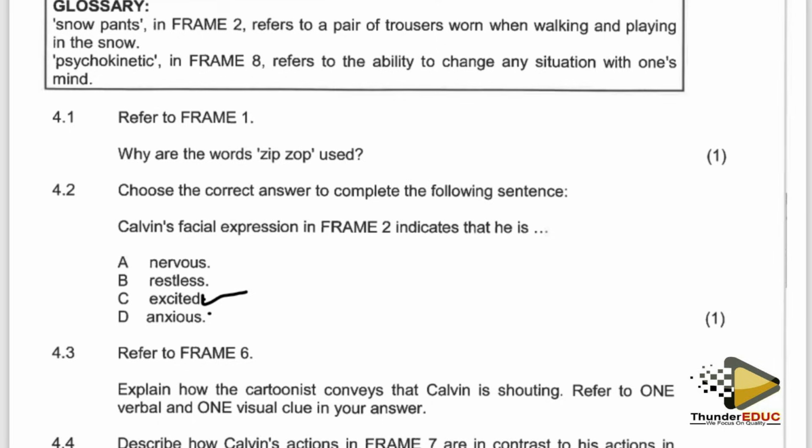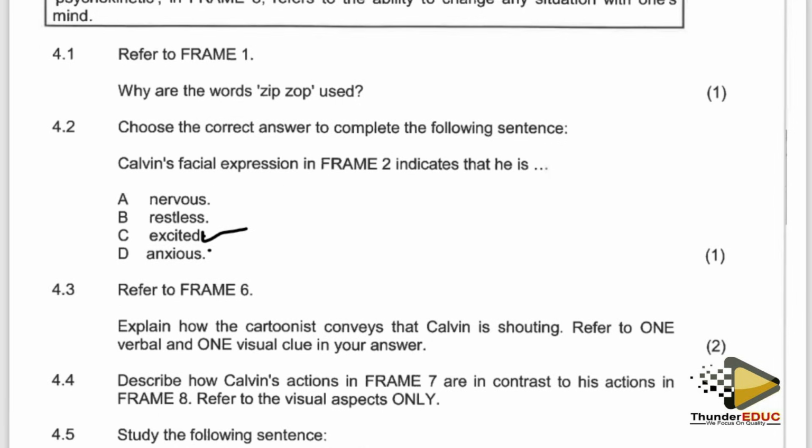Refer to frame 6. Explain how the cartoonist conveys that Calvin is shouting. Refer to one verbal and one visual clue in your answer. Let's go back to our terms again. When we are talking about verbal clues, we are talking about the words. We are going to talk about words used, punctuation, and devices used. As I said, onomatopoeia is verbal. So those are the things that we're taking as verbal clues.